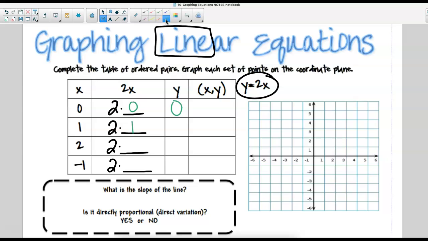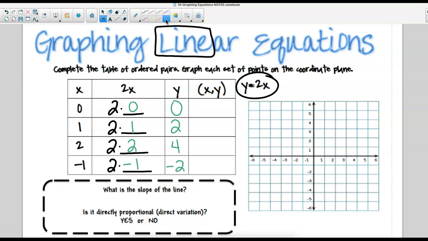Okay, we put a 1 in the next one. 2 times 1. Shout it out. 2. The next one is 2 times 2, which is 4. And then 2 times negative 1. Negative 2. Okay, that wasn't so hard, was it?